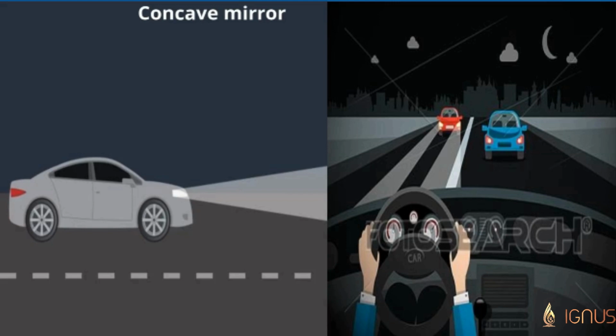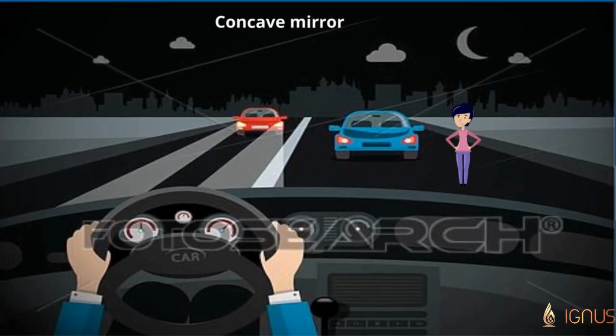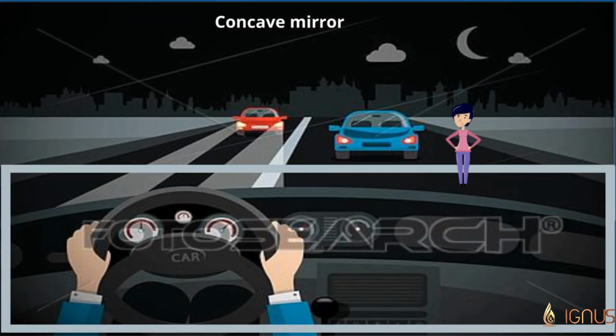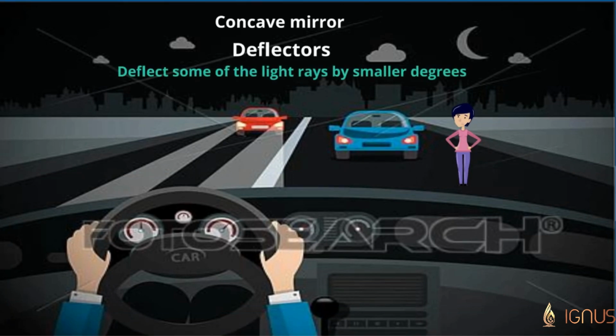However, in reality, we don't really want all the rays to be traveling parallel after reflection. That is, we also want some of the rays to travel a bit sideways. This will help us to see the vehicles coming from the other side of the road in the opposite direction. So for that purpose, we use what we call deflectors. They deflect some of the light by smaller degrees.